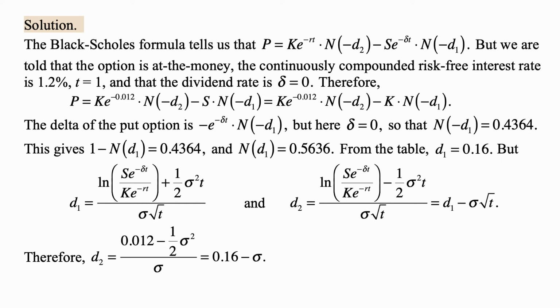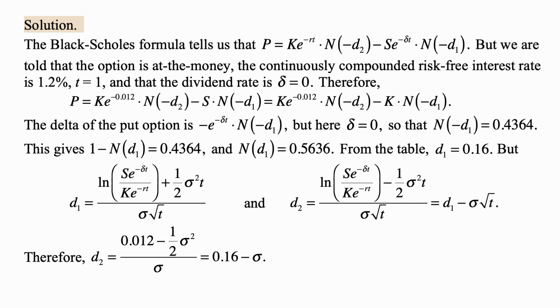But d1 is equal to ln of S e to the minus delta T over K e to the minus rT plus 1/2 sigma squared T, over sigma square root of T, and of course d2 is the same thing but with minus 1/2 sigma squared T, which is the same as d1 minus sigma square root of T. Then this implies that d2 has to be equal to negative 0.012 minus 1/2 sigma squared over sigma, and that is equal to d1, which is 0.16, minus sigma square root of T, and T is 1. So this has to be equal to 0.16 minus sigma.